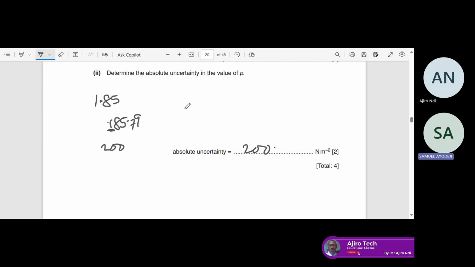So write it down now. Yes, I'm writing it down. When I read those notes, uncertainty must always be taken to one significant figure. Yes, sir.